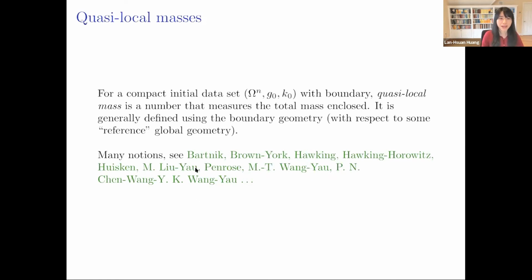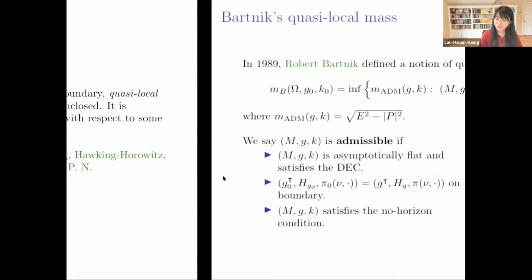The one we'll really talk about is the Bartnik quasi-local mass, but there's also Brown-York, Hawking, Horowitz, isoperimetric mass, Liu-Yau, Penrose, and in Pengzi Chen's talk earlier in this conference, he also mentioned the Wang-Yau quasi-local mass. I think you will hear more in Yekai Wang's work, where they are able to use this concept to define many different quantities, including angular momentum. So here I will focus on the Bartnik definition.